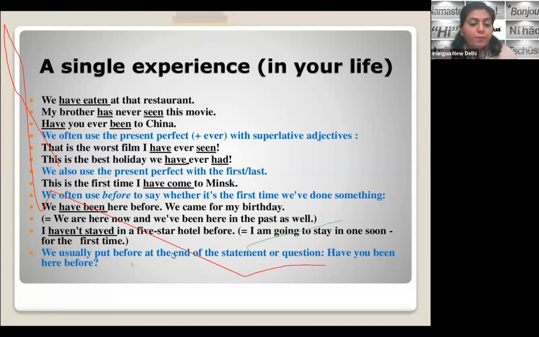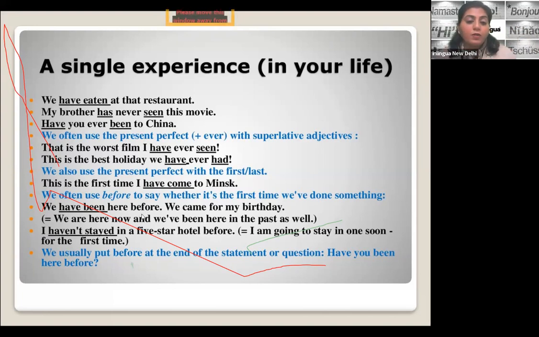Now, we usually put the word before at the end of the sentence. For example, if you ask a question, have you visited Goa before? That means first time, have you visited Goa, but the word before is at the end of the question. I have not seen a mall before. That means you have never come to a mall. Now the word before is at the end of the sentence.